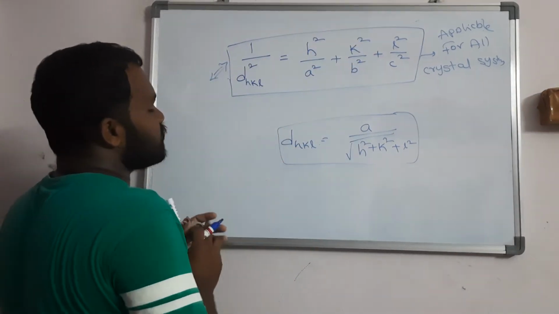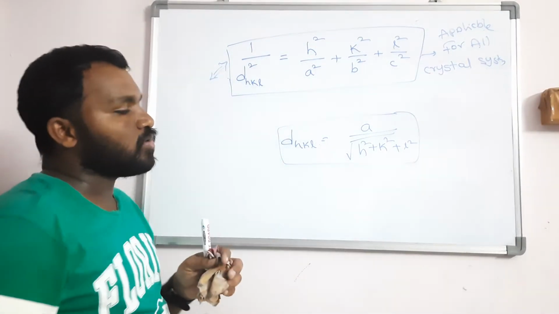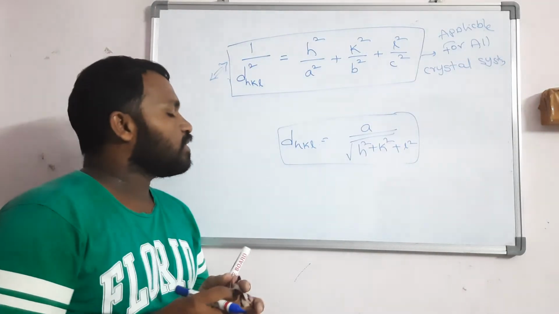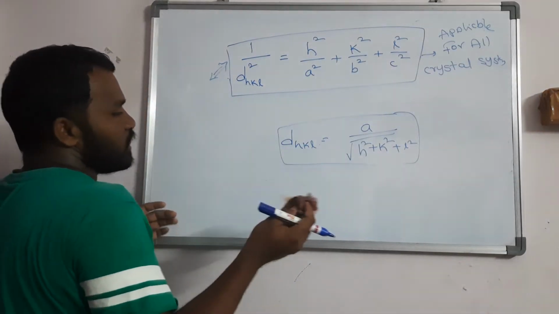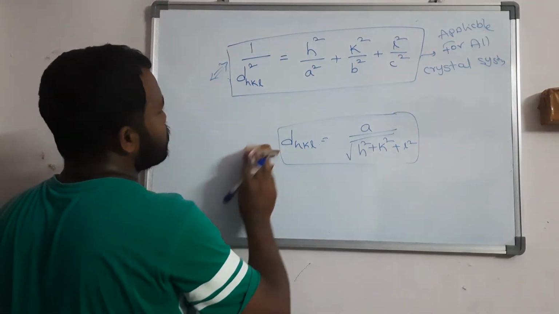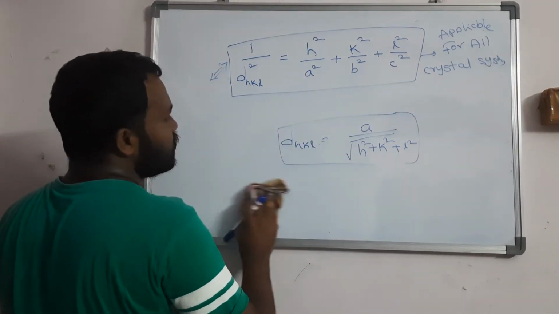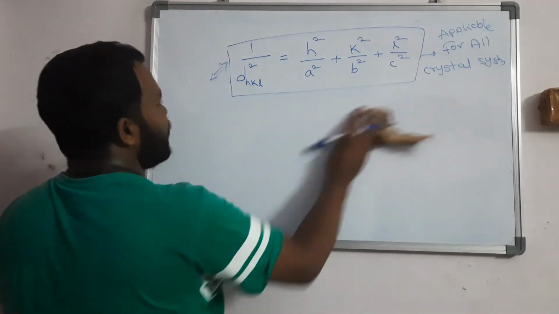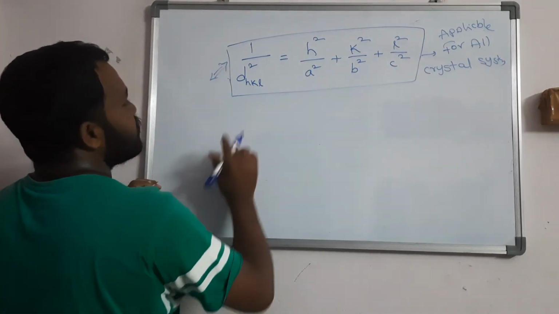The 7 crystal systems are cubic, tetragonal, orthorhombic, hexagonal, monoclinic, triclinic, and trigonal or rhombohedral. So this is the general formula. The other one is for the cubic system. I will explain how we get this formula.